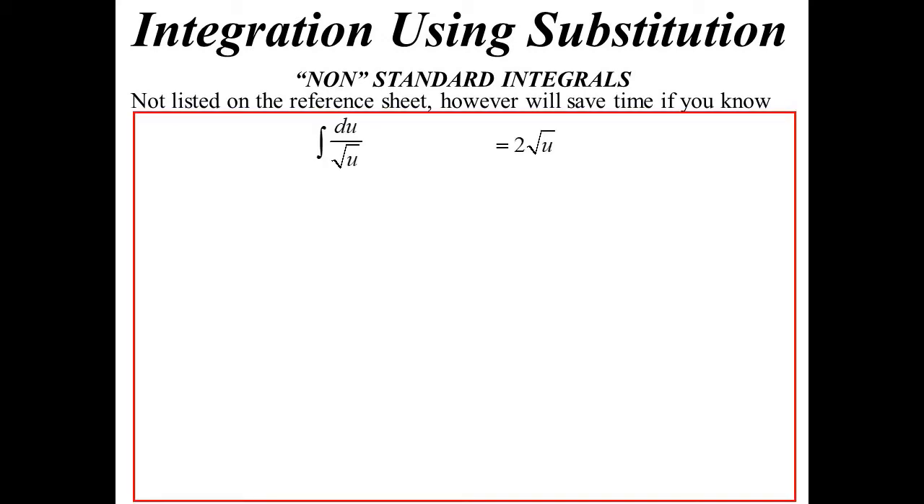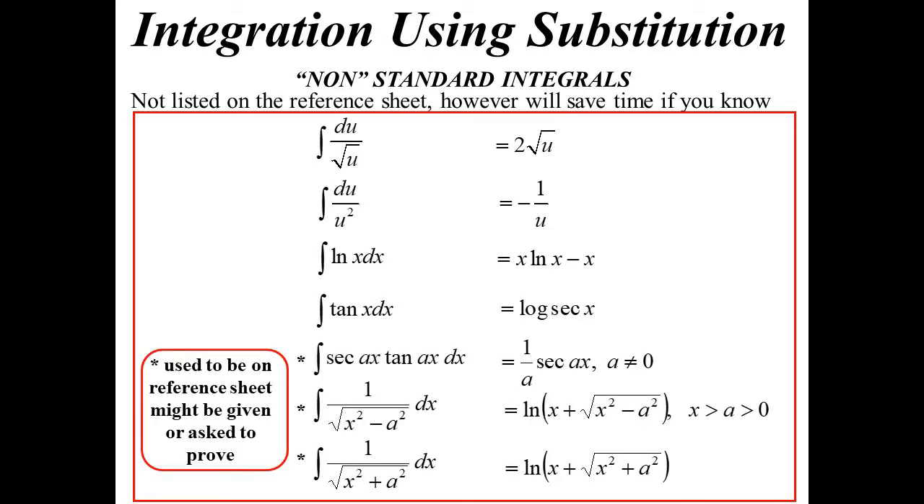∫du/√u is 2√u. ∫du/u² is another very common one. ∫du/u² is minus 1/u. ∫log x is x log x minus x. ∫tan x is log of sec, or minus the log of cos if you prefer.